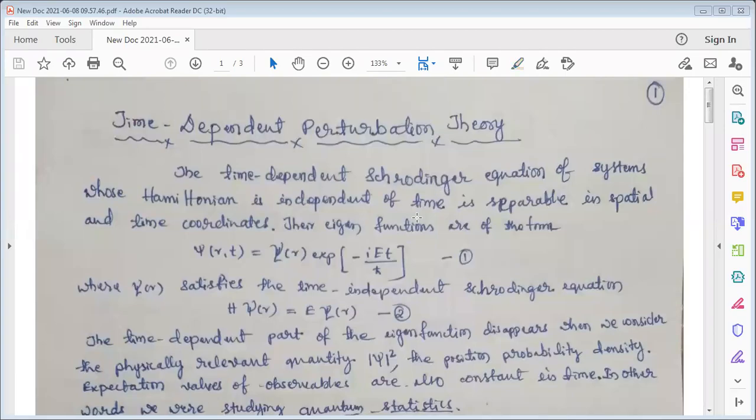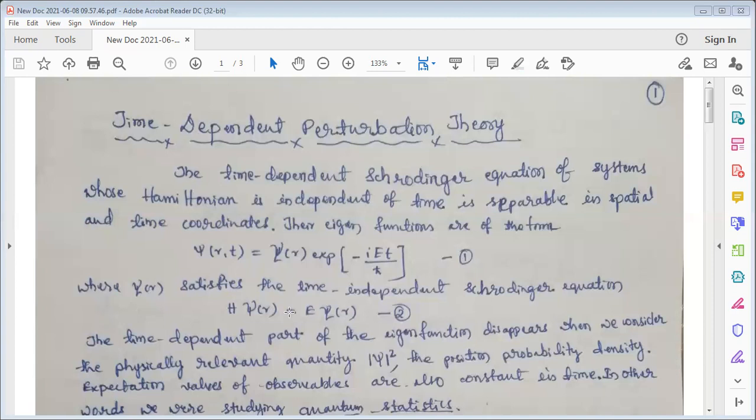Hello, student. Welcome to this topic of time-dependent perturbation theory, which is a chapter in quantum mechanics. As you know, there are two perturbations. One is the time-independent perturbation theory, and another one is the time-dependent perturbation theory. In the time independent perturbation theory, the Hamiltonian of the system is independent of time, whereas in a time dependent perturbation theory, the Hamiltonian of the system is dependent on time.